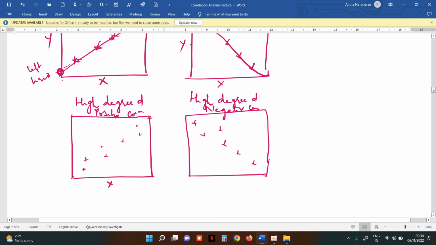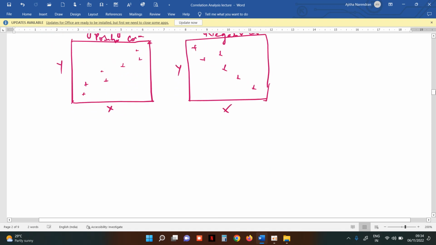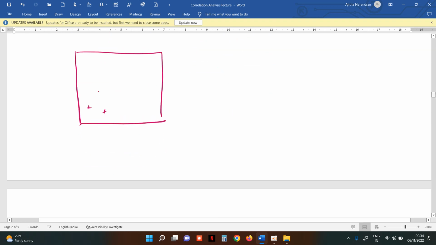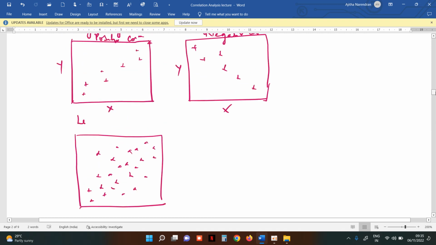This is your x, this is your y. Right? The next one we are going to see is low degree. Low degree means what? Scatterness is more. When it is moving from lower left hand corner to the upper right hand corner, and you can witness more scatterness, more dots, it is known as low degree of positive correlation.